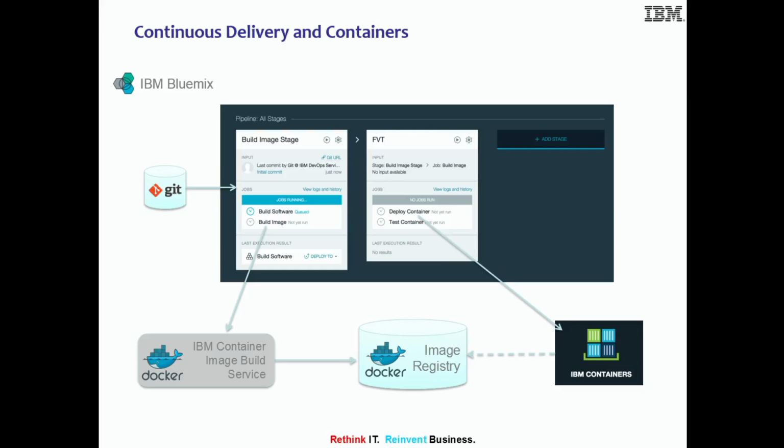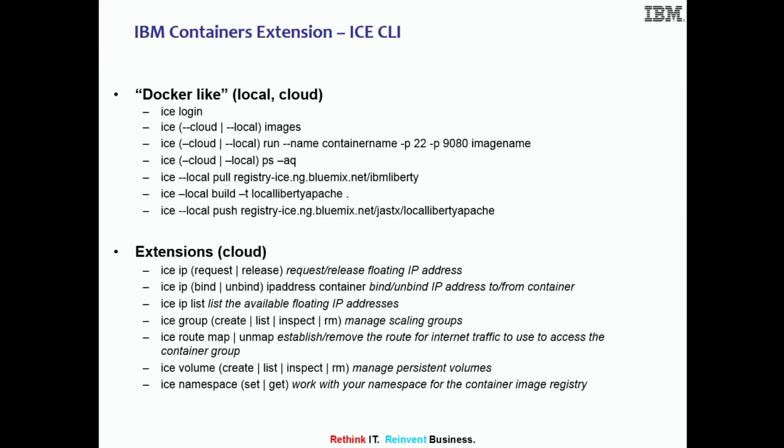So this is a kind of continuous delivery with Docker containers. And this is my last slide. Here I have information about the CLI. The CLI is called ICE, IBM Containers Extension, and you use it on your Docker machine when you have installed Docker support. You just install a package that you can download, and basically it's Python routines.